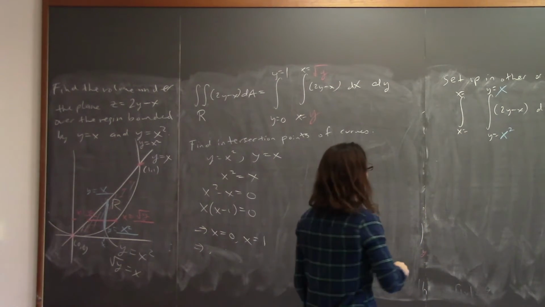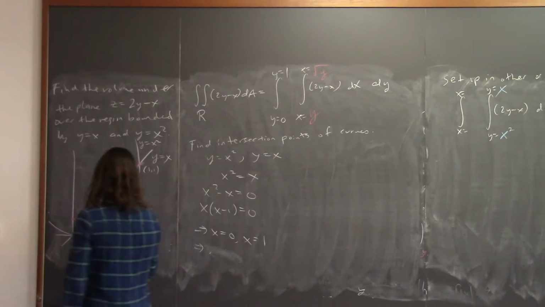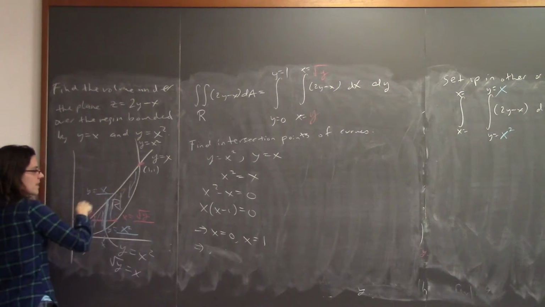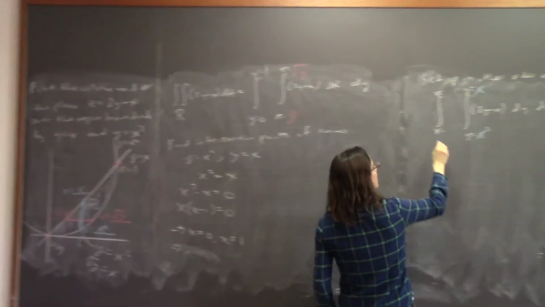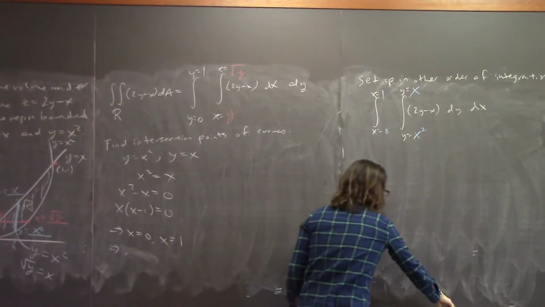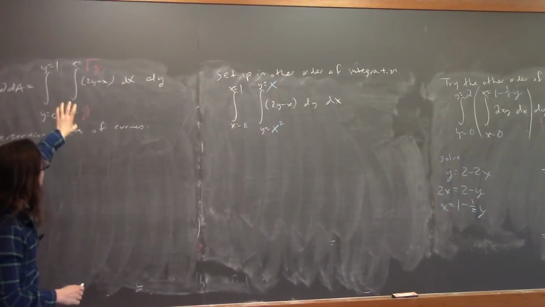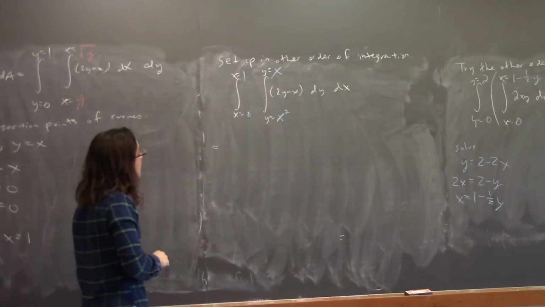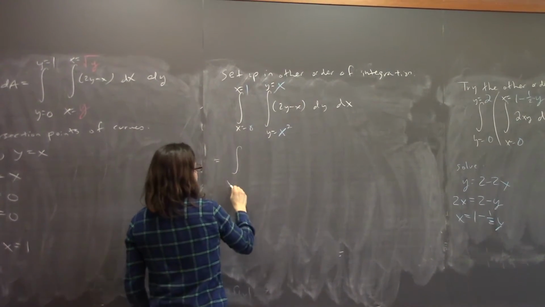Okay, and then x, we already found the intersection points, so x goes from 0 to 1. And now we would just compute this. So let's do this one. I didn't like the other one so much because it had a square root, but you can compute it yourself or look at the sheet. So let's do this one.